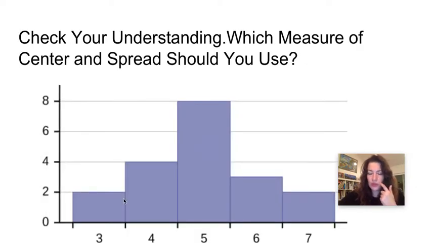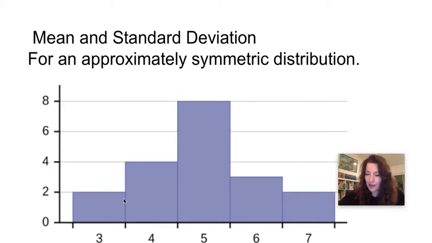All right, which one would you use with this? If you said the mean and standard deviation, then you are correct. So when your histogram is approximately symmetric, you always want to pair up the mean and the standard deviation.